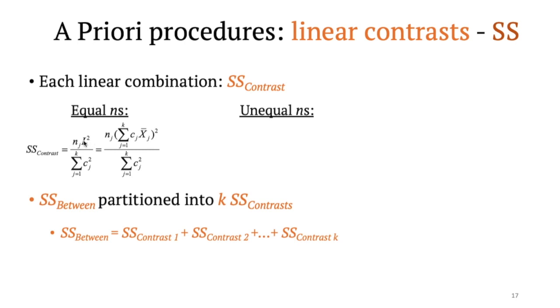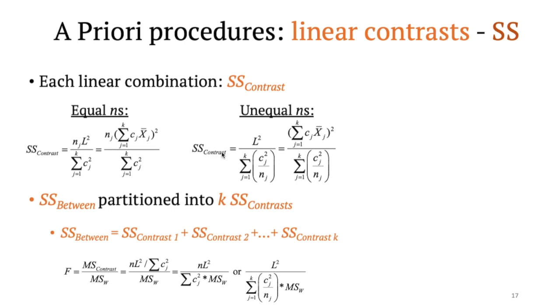So n L squared times n for each group, divided by the sum of all the weights that we used squared. So these are just values that we selected or calculated, and we can just plug them in. If you have unequal ns, it changes just slightly where you have to adjust for the ns down here. But ultimately it's the same information.